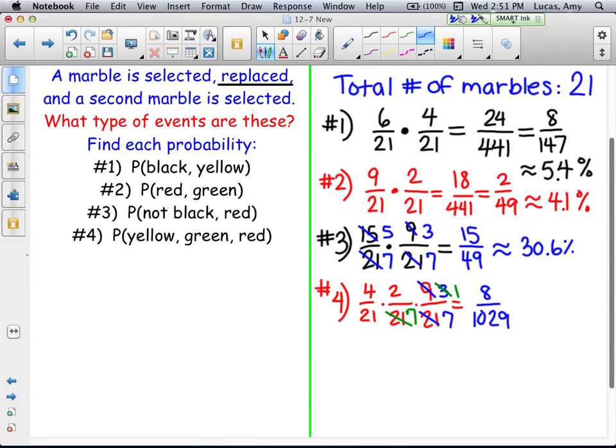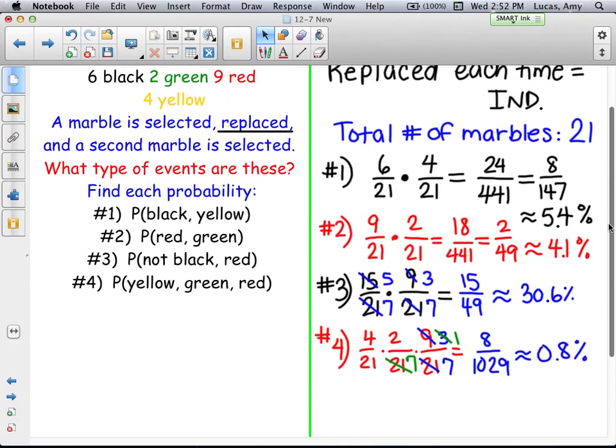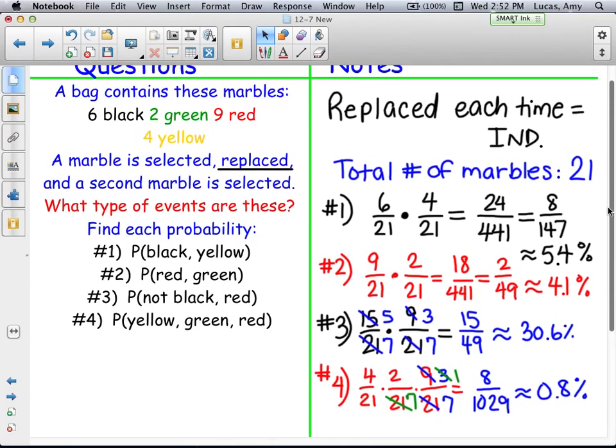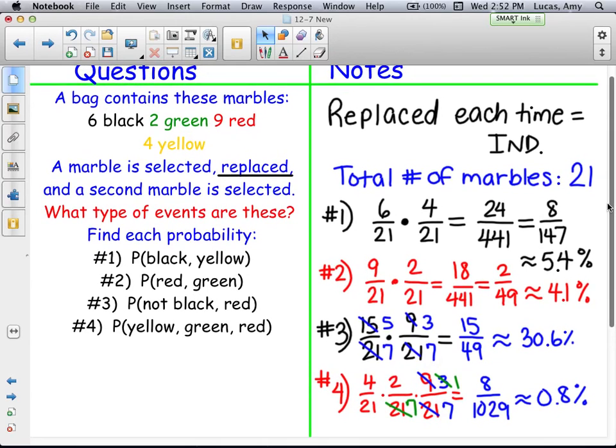8 divided by 1,029 is about 0.8%. Okay, so these are our first 4 compound probabilities.